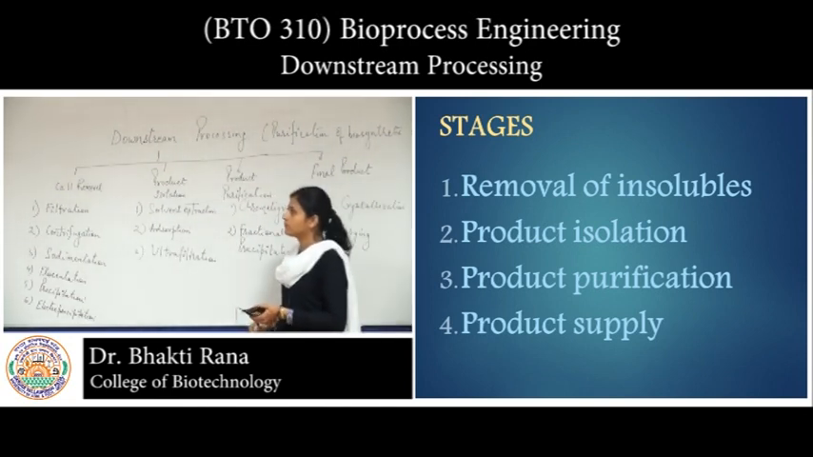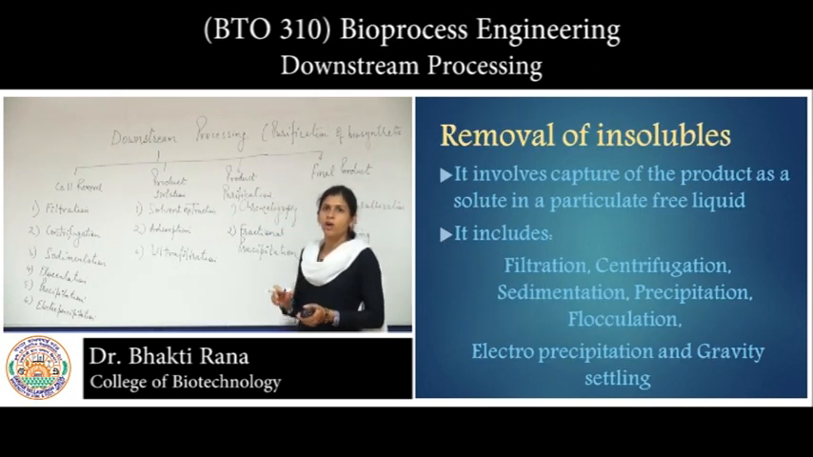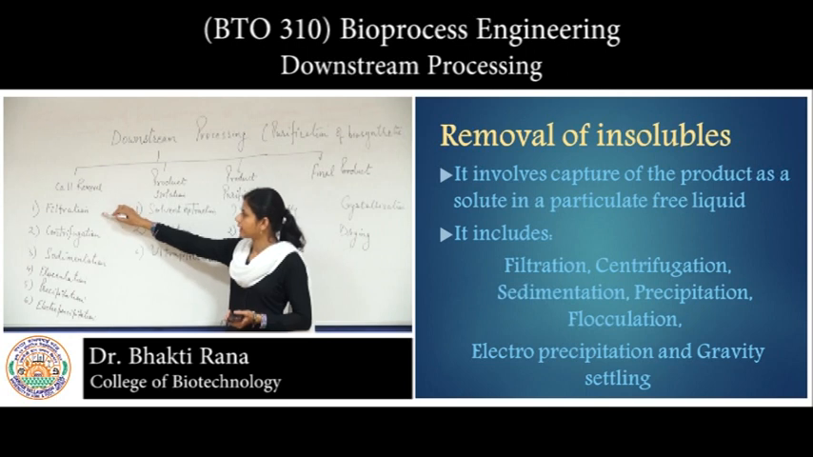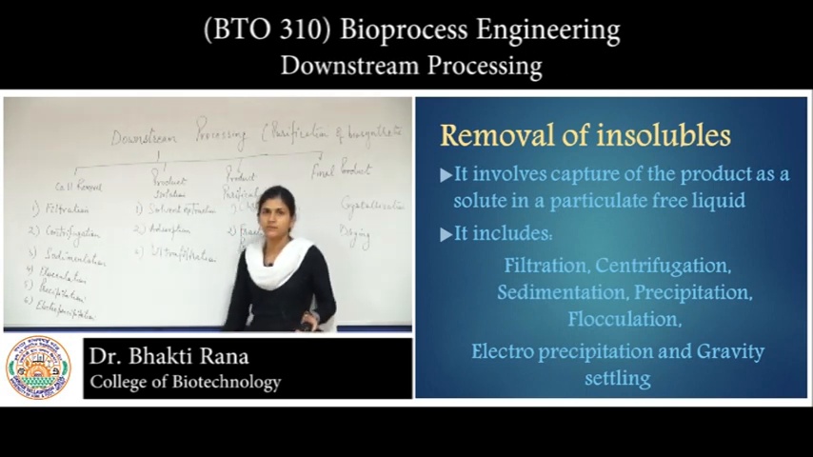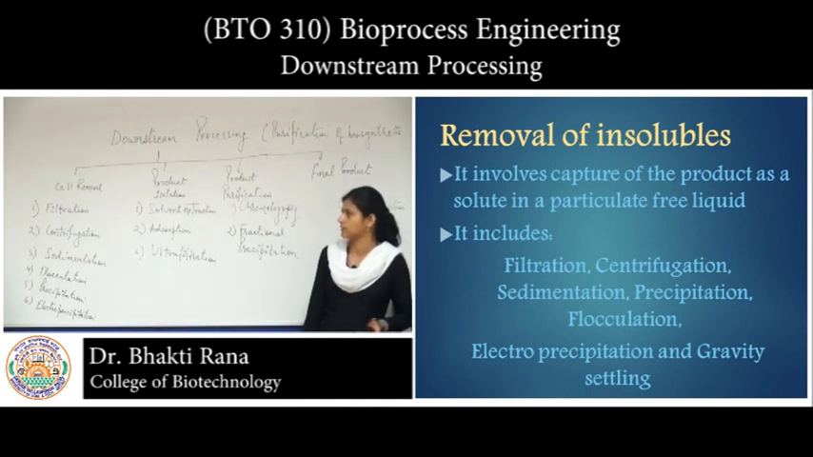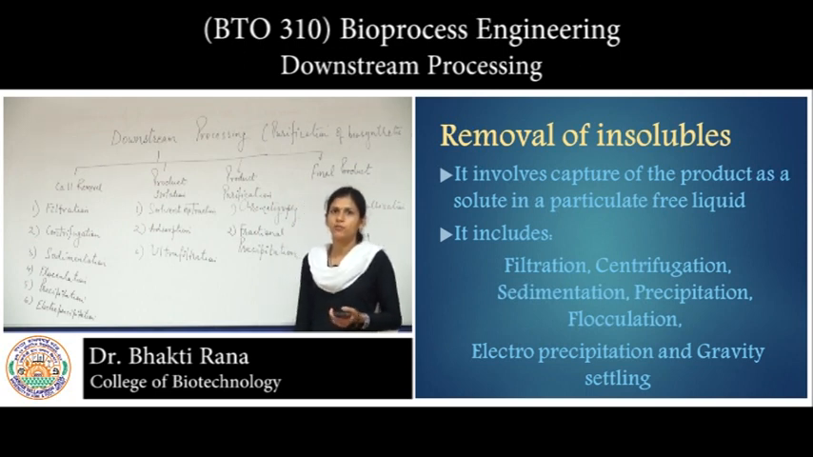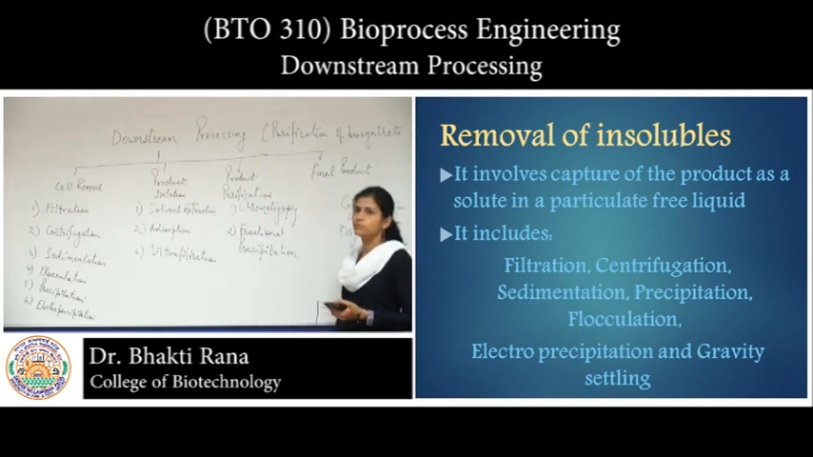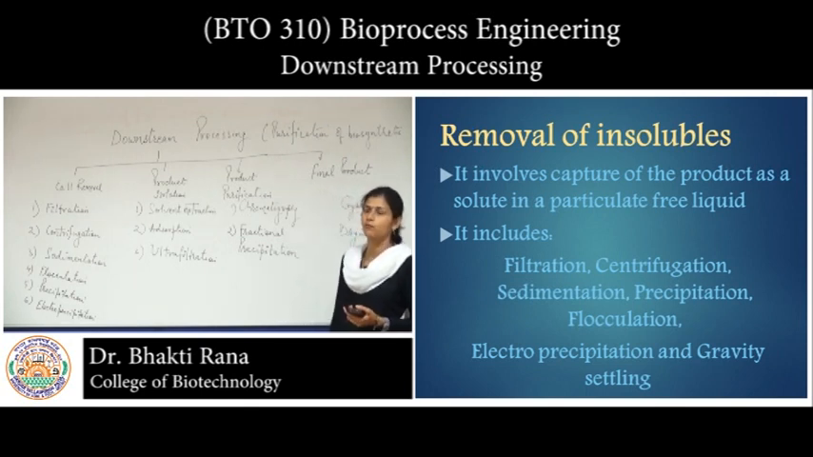First of all, what do you mean by cell removal? When you have done fermentation and you have got fermentation broth, you have to remove the cell debris. So we will apply the techniques: filtration, centrifugation, sedimentation, flocculation, precipitation, and electroprecipitation. Then what is filtration? Filtration is just filtering the debris you have got from the fermentation broth by using filter paper, and in industries we use mostly rotating vacuum filters.